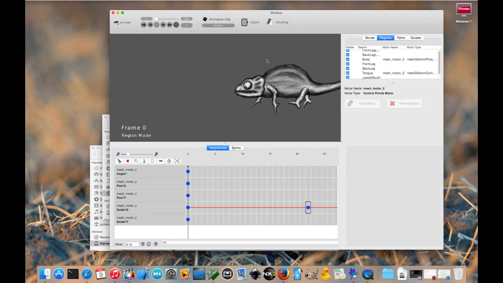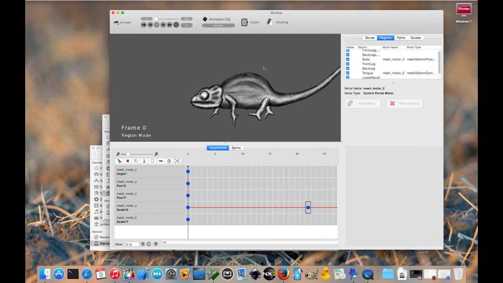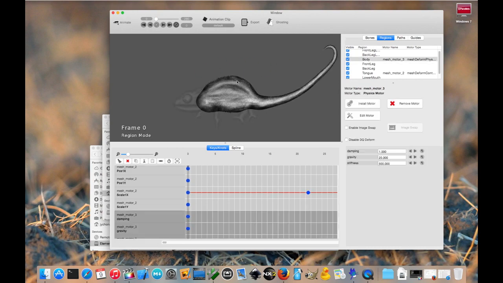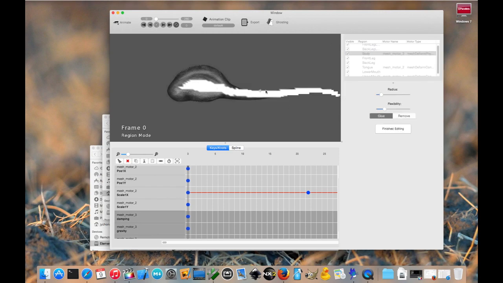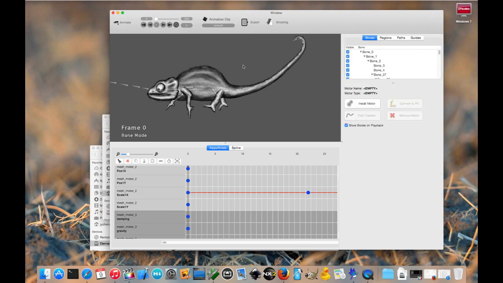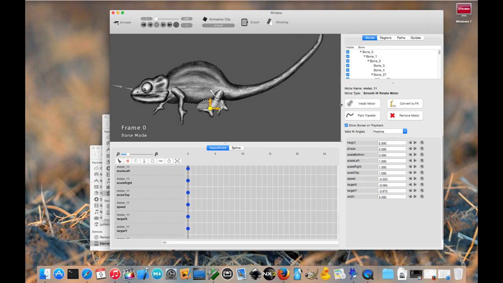Okay, the rest of the effects are pretty straightforward if you've seen the other creature demos. The body has a deformed physics motor with the interior regions painted white to be rigid and the rest allowed to deform physically and dynamically like flesh. Okay? And the legs are your standard walk cycles accomplished using the smooth IK rotate motors.